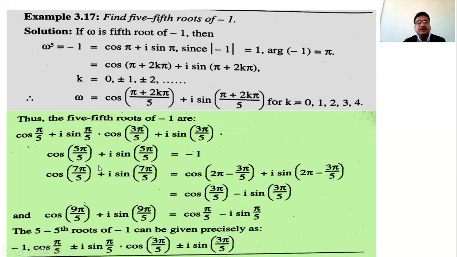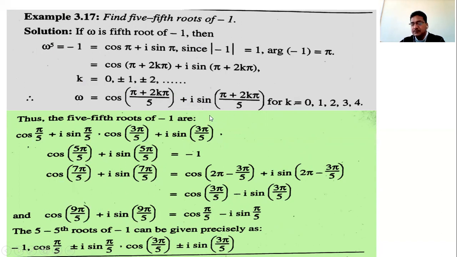What are they? The first is this. The second is this. Third is this, meaning minus 1. Fourth is this and fifth is this. So write that answer. Either write the simplified answer or write these as the final answer.